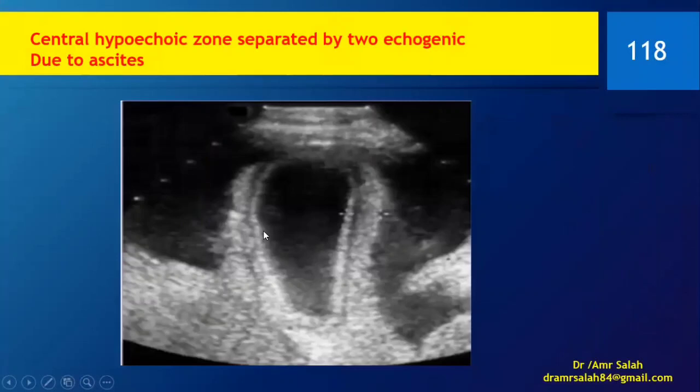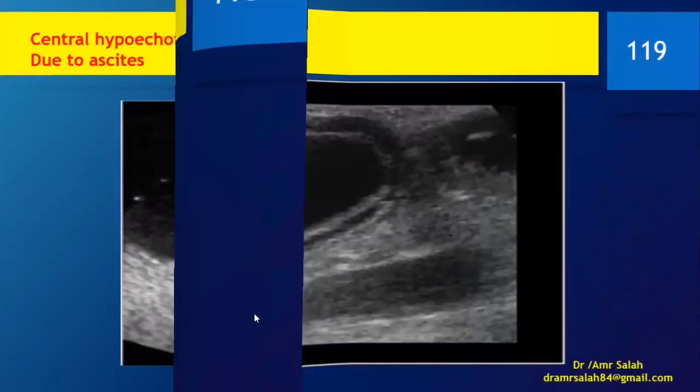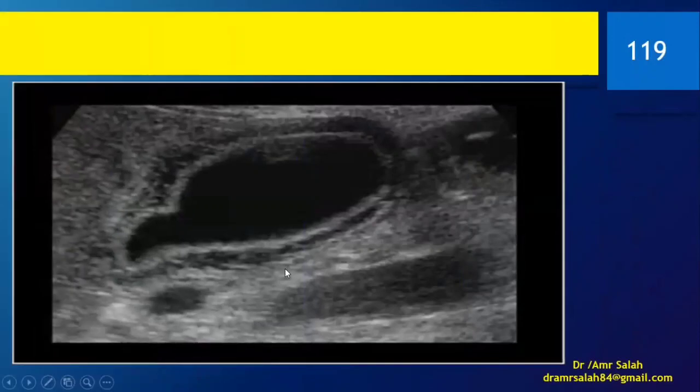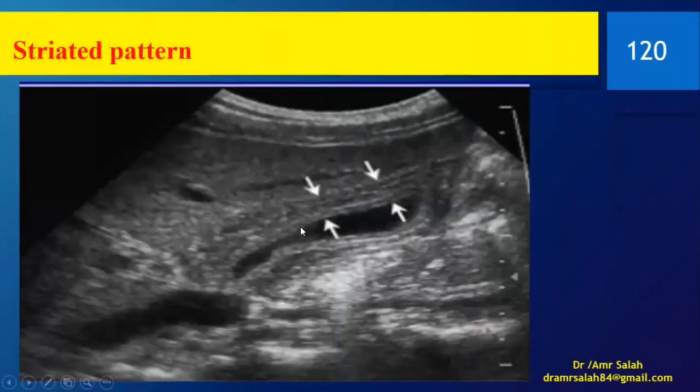Again, here is another pattern of gallbladder wall thickening. We have an echogenic line, and in the center of it an area of hypoechogenicity. This is more likely edema. Again, edema can happen with acute cholecystitis and other general causes, as we said, such as ascites, renal edema, and heart failure. Other causes can cause edema, whether related to the gallbladder or systemic. So this pattern is more suggestive of edema. Again, another picture for the edema, three layers.